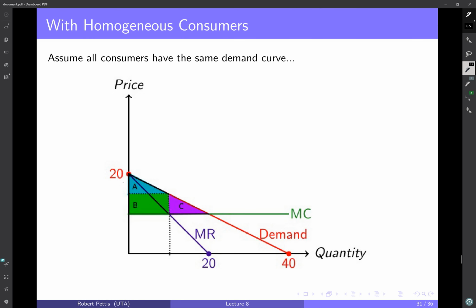And so it works very similar to first degree and what it's able to extract. Basically, you charge someone an amount equal to their entire consumer surplus for the entry. So you get all of that.